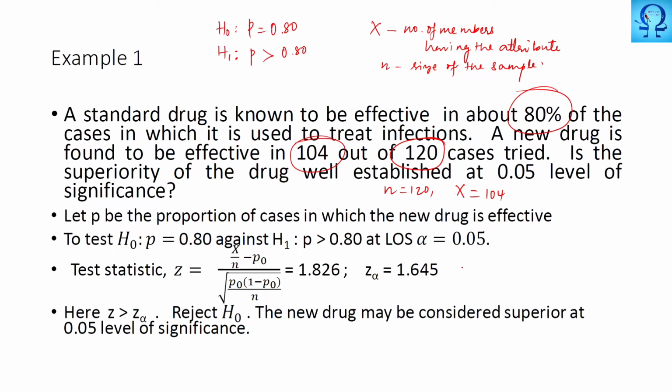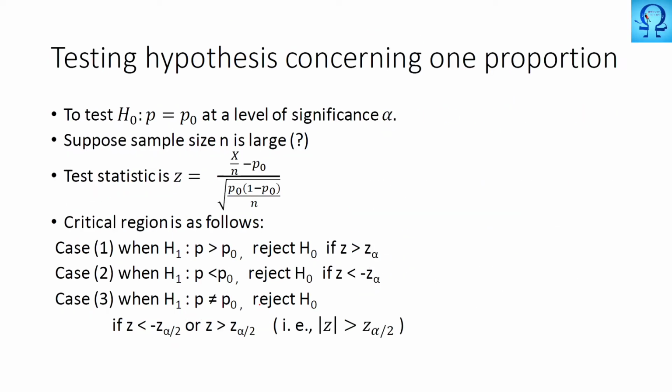So basically our test statistic would give us what? 104 upon 120 minus 0.8, divided by under root 0.8 times of 1 minus 0.8 upon 120. When we simplify it, we get z to be 1.826. Okay, from the table for 0.05, we calculate z alpha to be this one, and here we notice that our calculated value of z is bigger than the table value, therefore we reject.